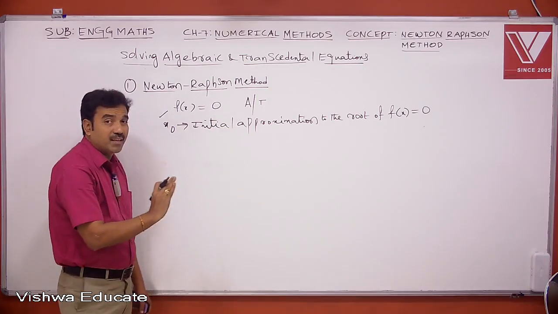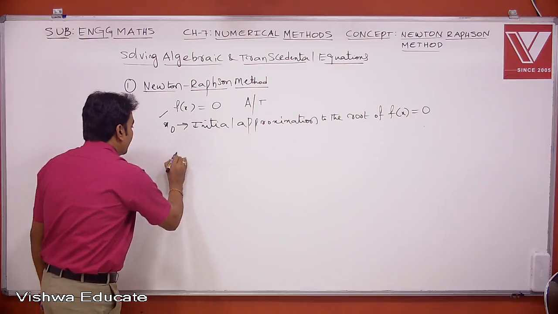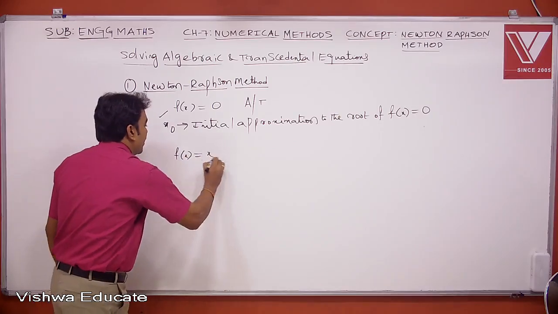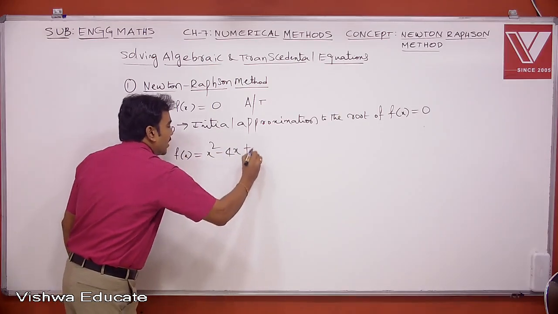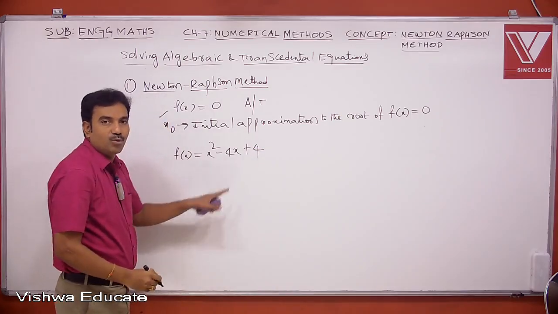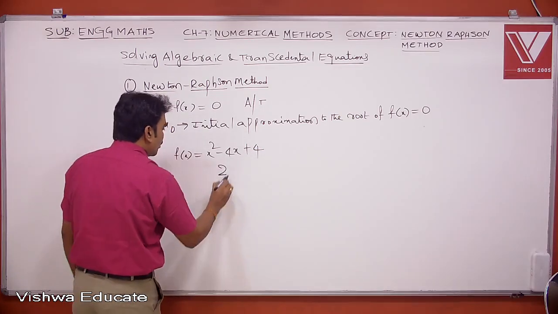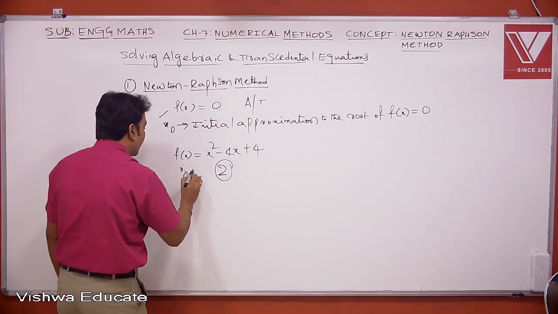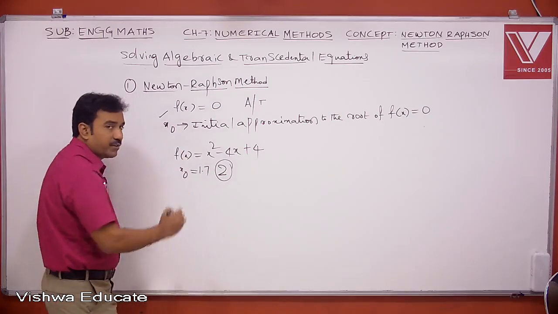This is only my guess. Suppose the equation is f of x equal to x square minus 4x plus 4. Now its roots are 2 and 2. So to target these, I may start with an x0 value, for example 1.7.